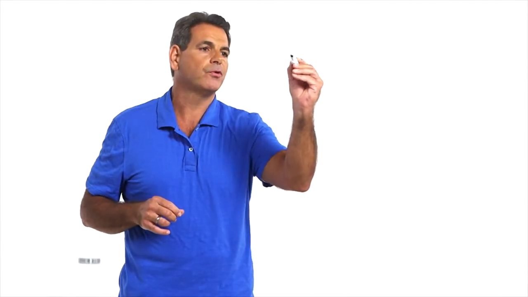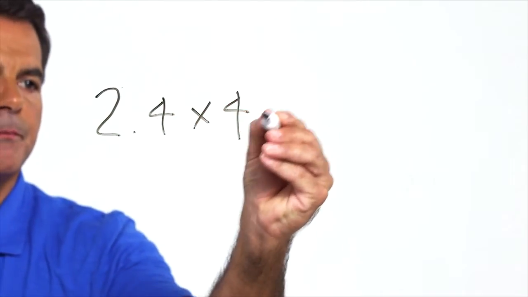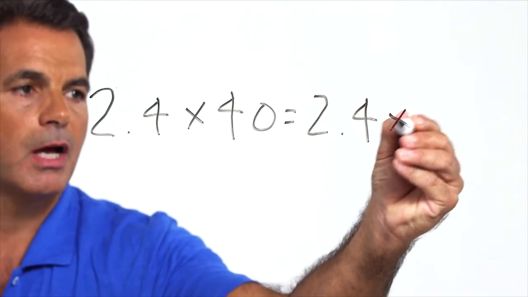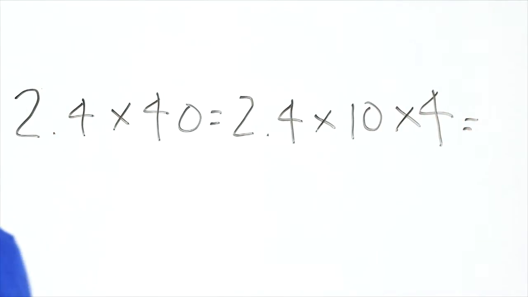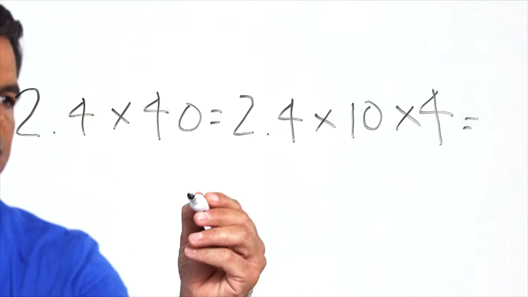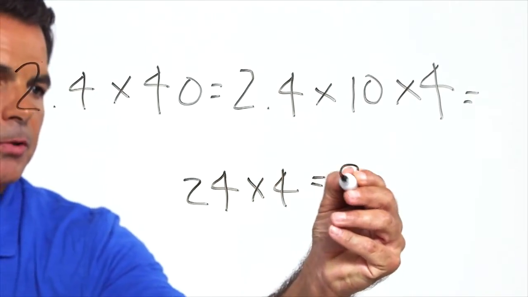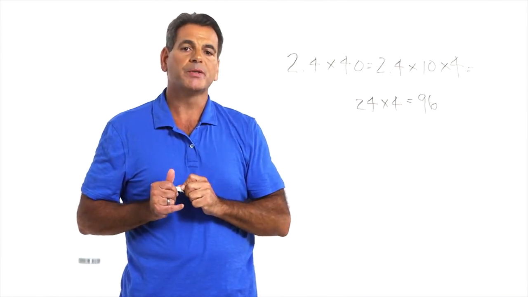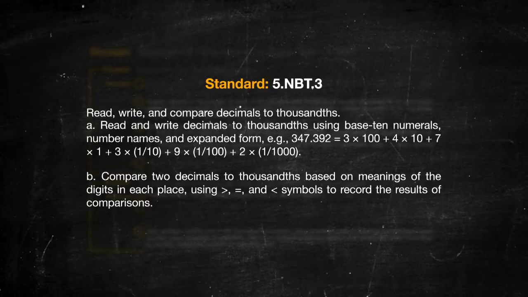Let's look at 2.4 times 40. This can become 2.4 times 10 times 4. 2.4 times 10 becomes 24, times 4 equals 96. The same models can be used for discovering the movement of the decimal point when dividing by 10 or multiples of 10. Okay, on to Standard 5, NBT 3.